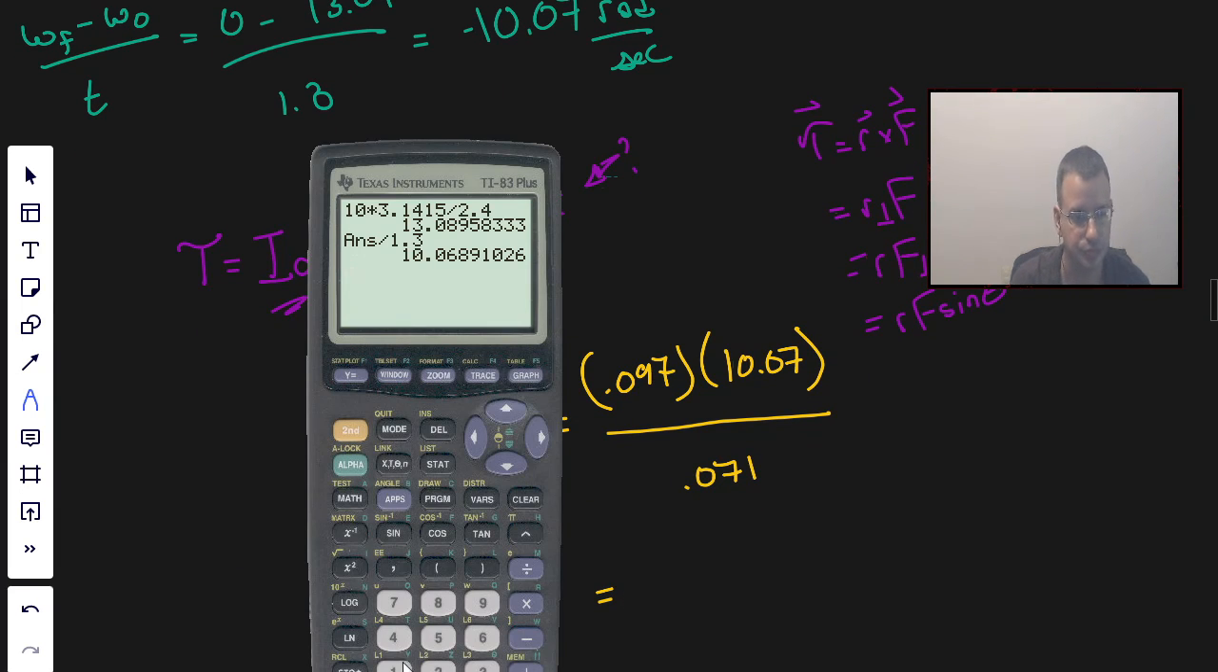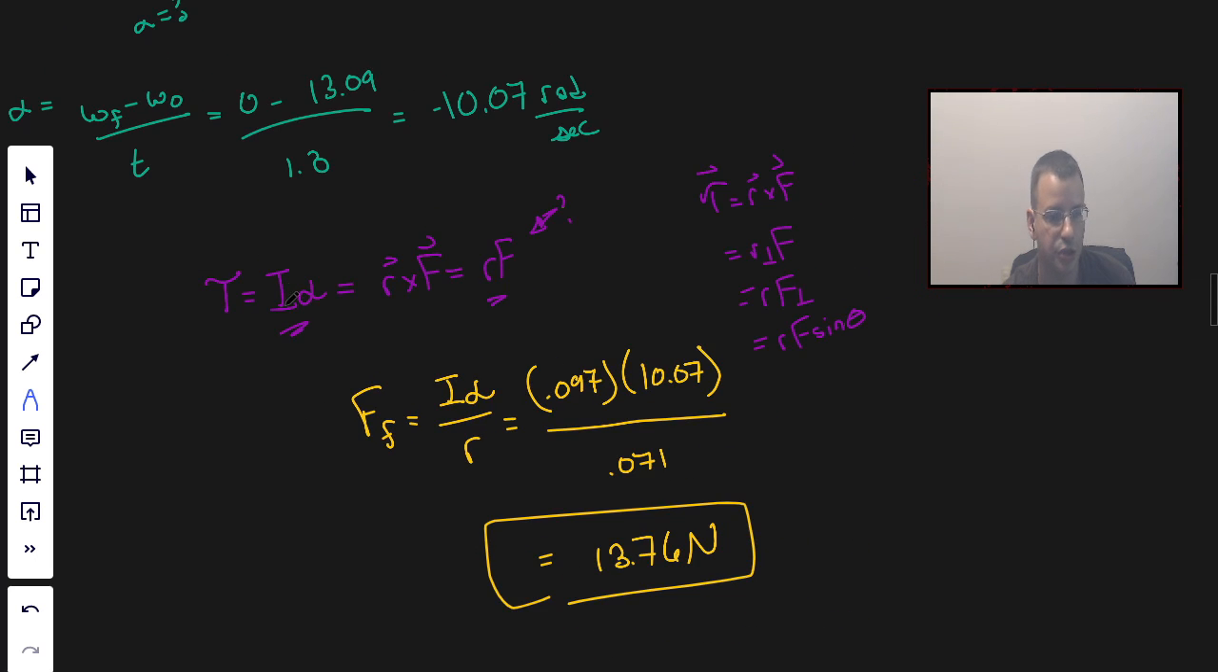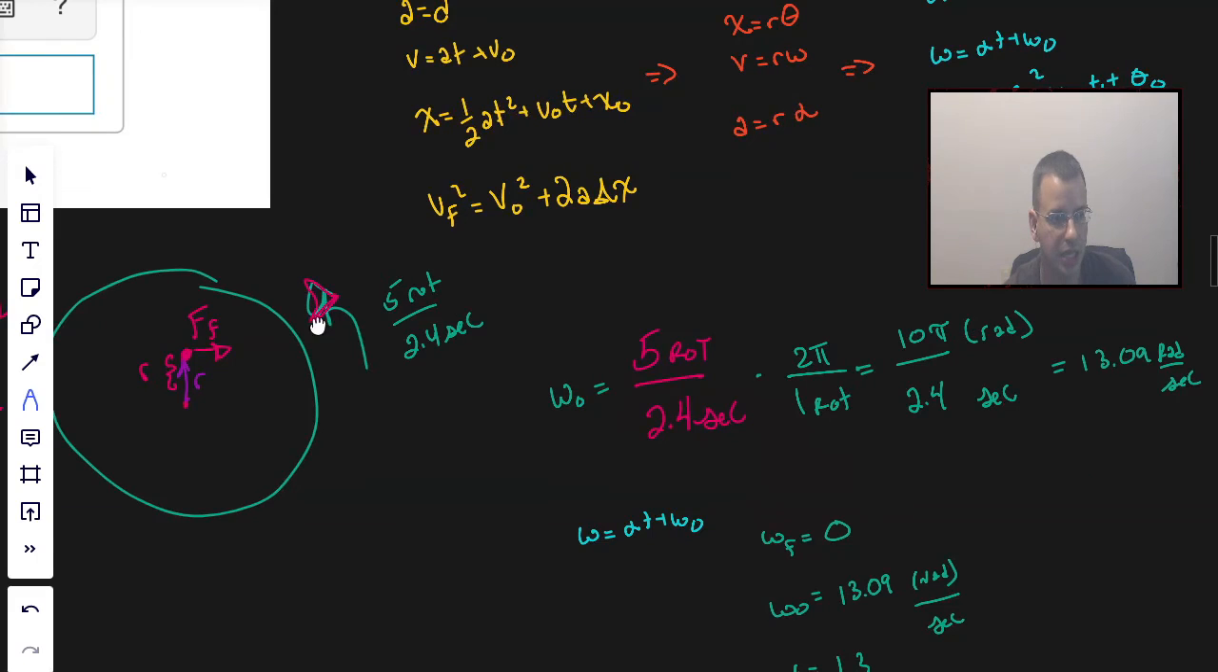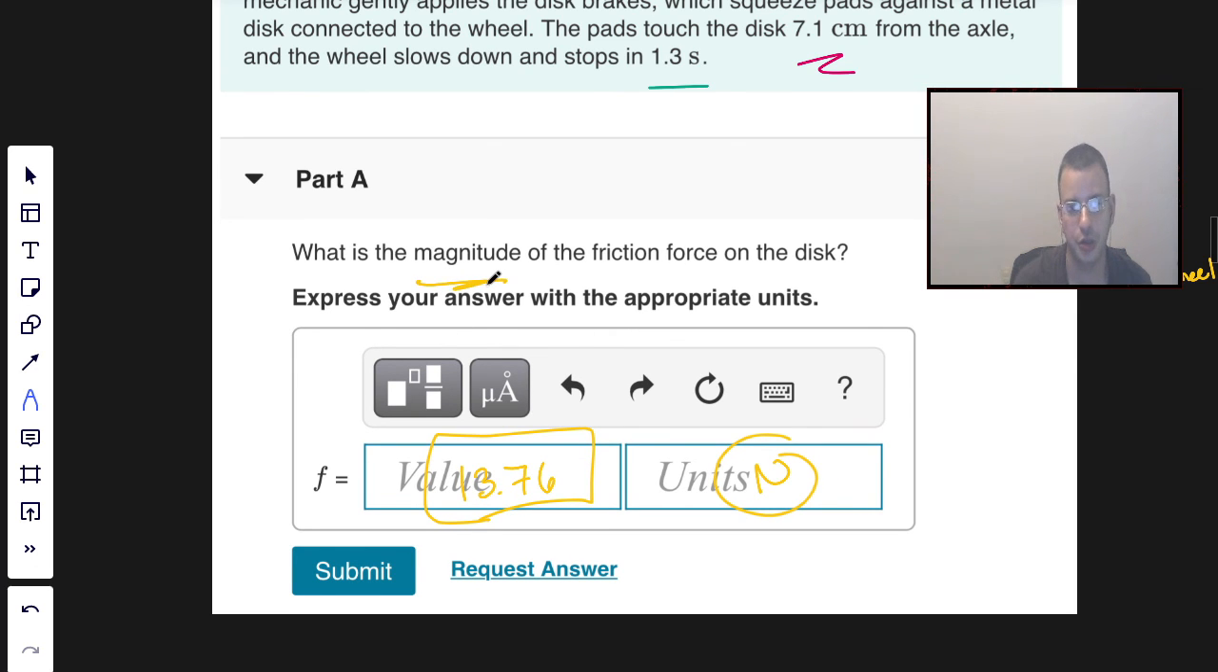So we got our 10.07 times 0.097 divided by 0.071, and we get an answer of 13.76, and since it's a force, it's going to be newtons. So the force that the brakes are applying is 13.76 newtons. You don't actually have to circle it, you enter it in a computer. And they ask for the magnitude, so we don't have to worry about the sign, which is nice.